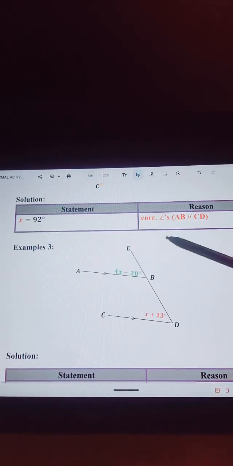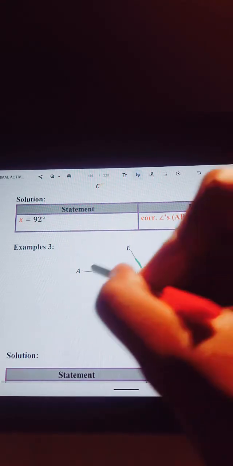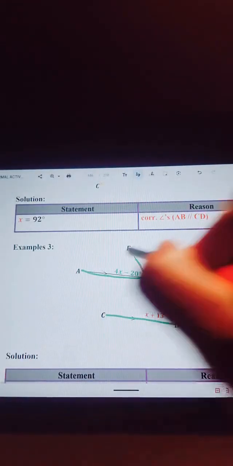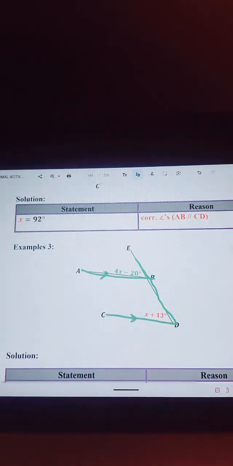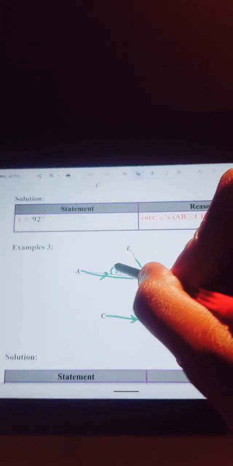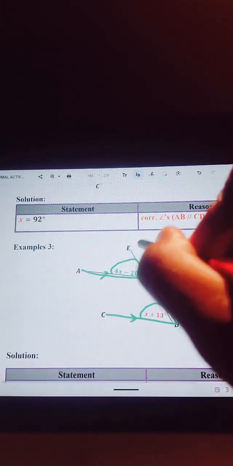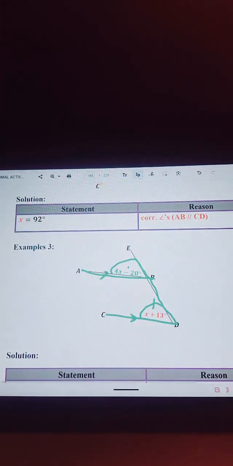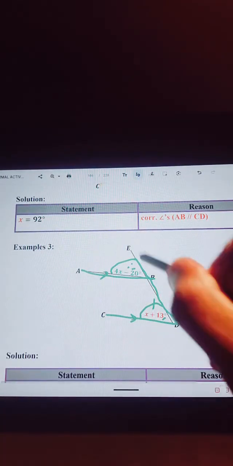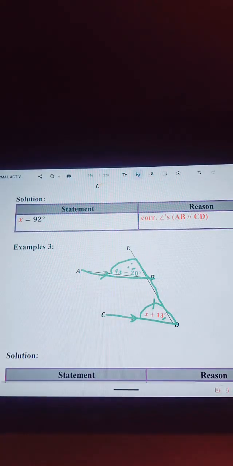Once again, we want the value of X, but once again, we have a transversal line and then two lines that are parallel, AB and CD. This line is parallel to that one. This angle is on top of that parallel line. In the same position, there's another angle on top of that parallel line. What is the relationship that exists between this angle and that angle? Top, top. This angle on top is equal to that angle on top, the F shape, top, top, on the same side of the transversal line.